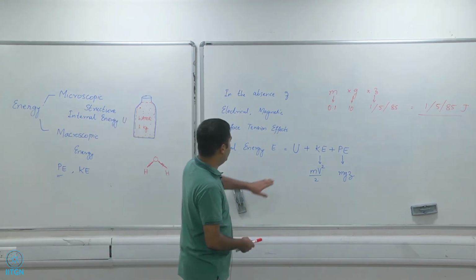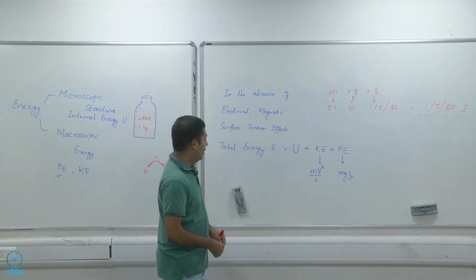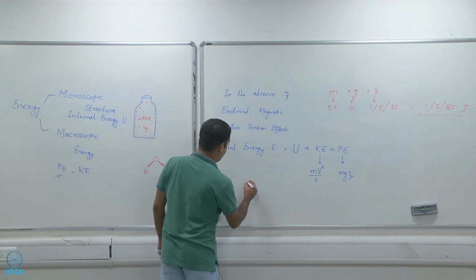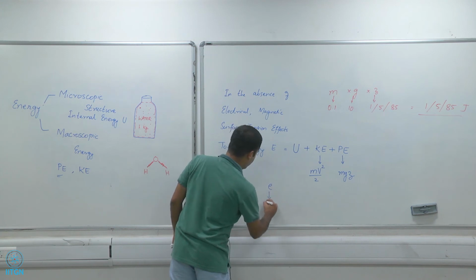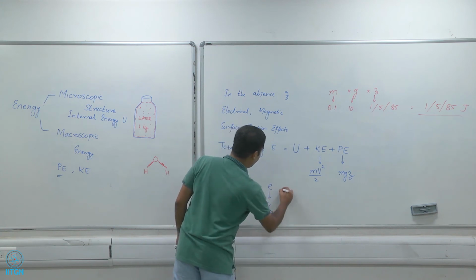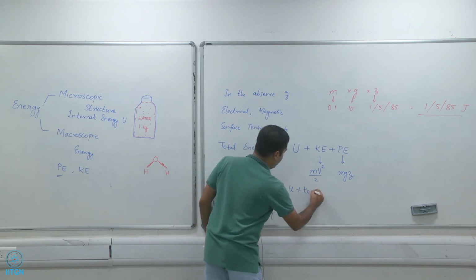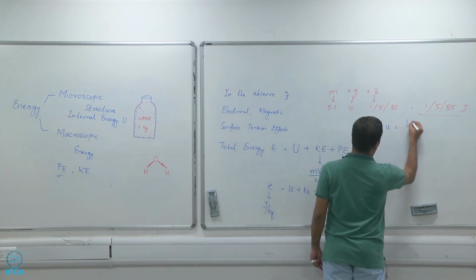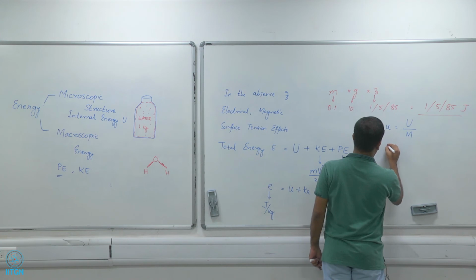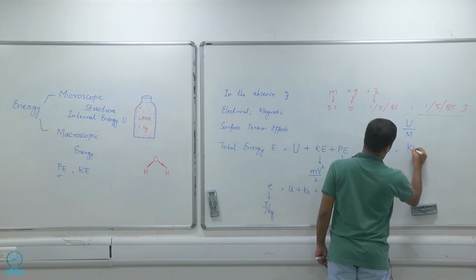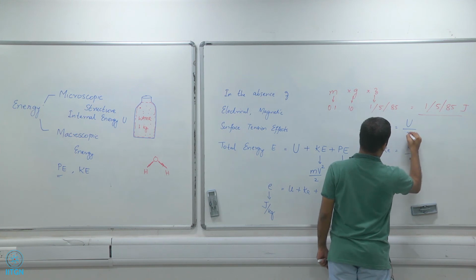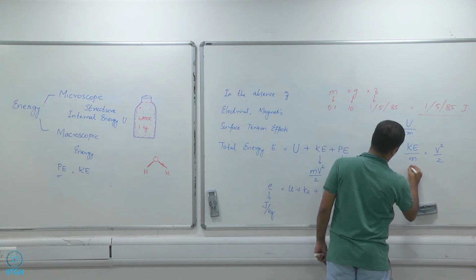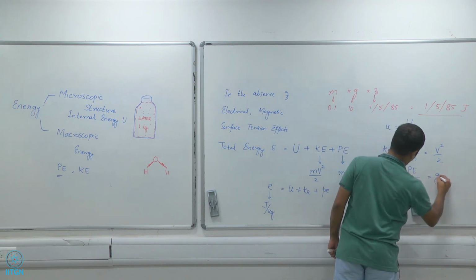And so, this is U plus KE plus PE. Usually, we talk about intensive property per unit mass. So we talk about small e, the unit is joule per kg, which is equal to small u plus small ke plus small pe. So this small u is capital U by m, and this small ke is KE by m, which is v square by 2, and this small pe is PE by m, which is equal to gz.